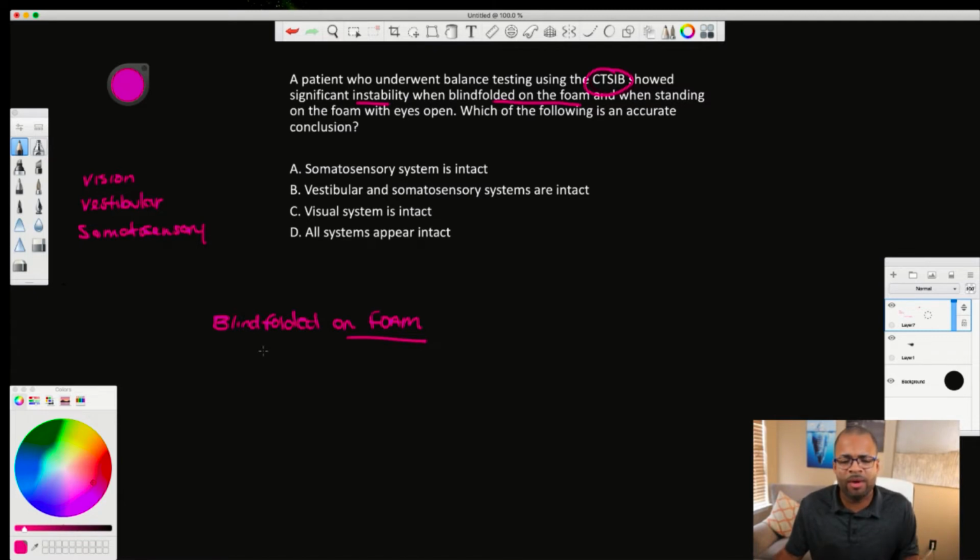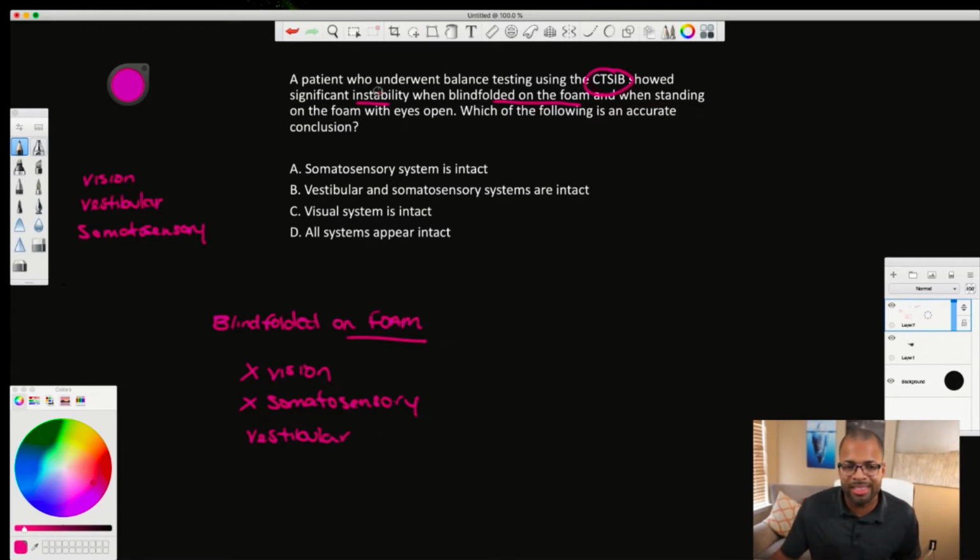And so what have I really done? I took away vision. I took away the patient's somatosensory. And so what is the patient going to rely on now in order to balance? You should be saying, oh, the patient will rely on the vestibular system. That's all they really have left in order to stay balanced.